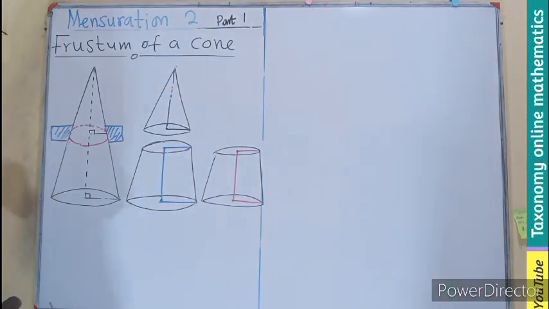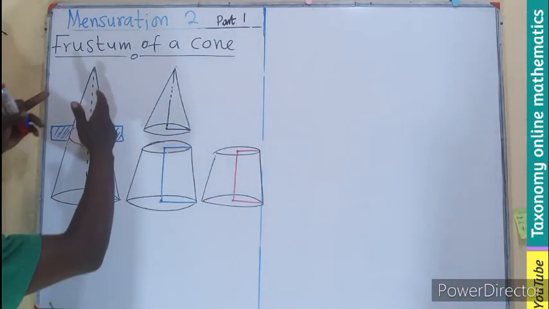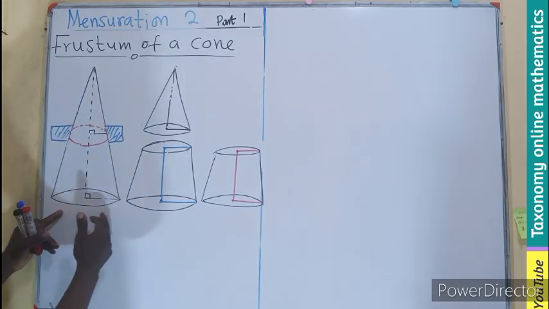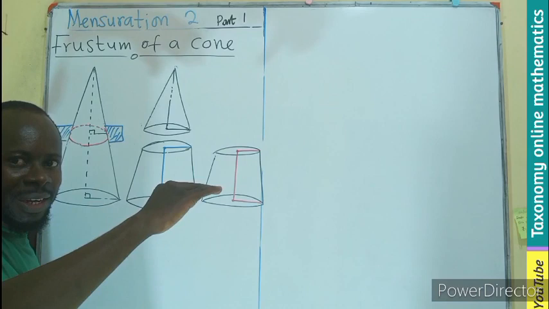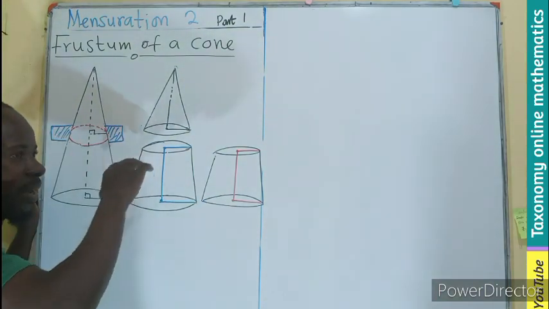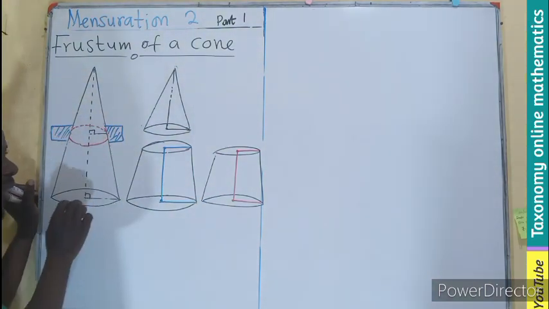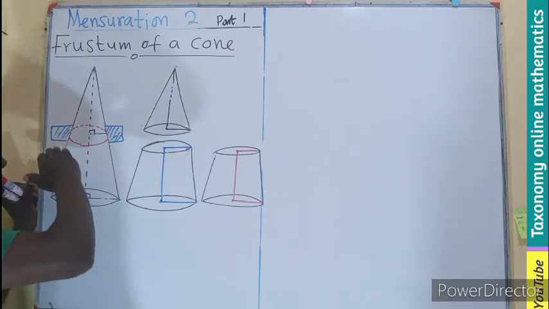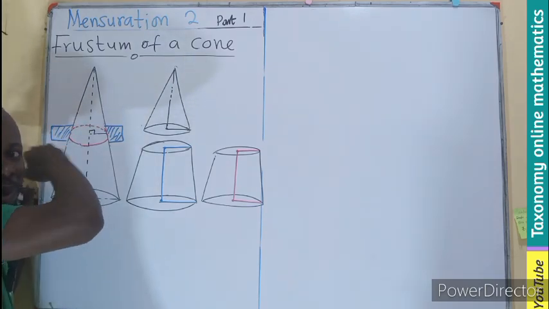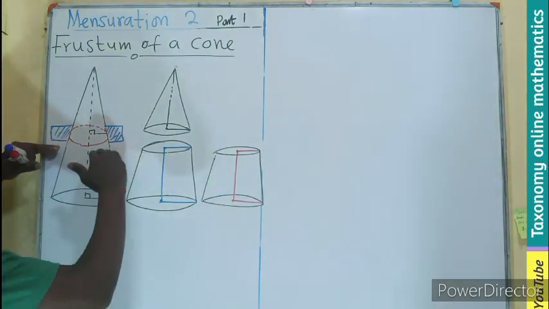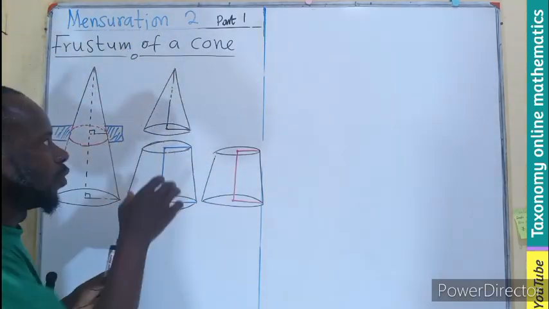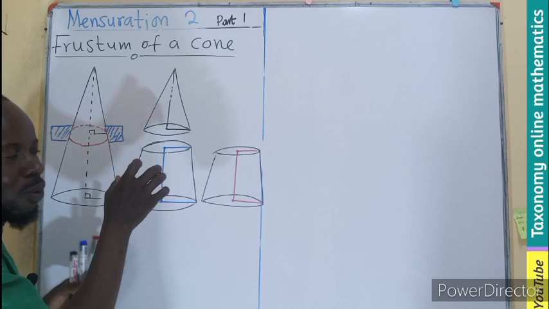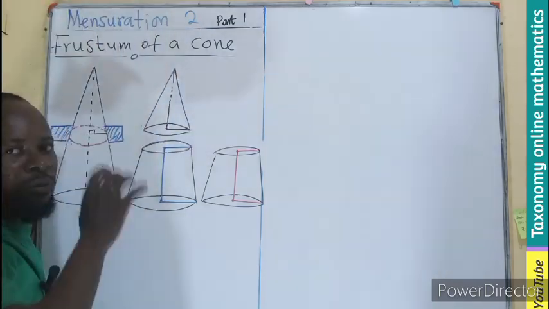So this is what we are having. This is the cone, the original cone that has been cut horizontally, and that cutting is parallel to the base. So you can see you put a horizontal plane and we cut it into two. When you lift it up, you will still see a cone. So this will be the truncated cone, or the cone that is sliced off.